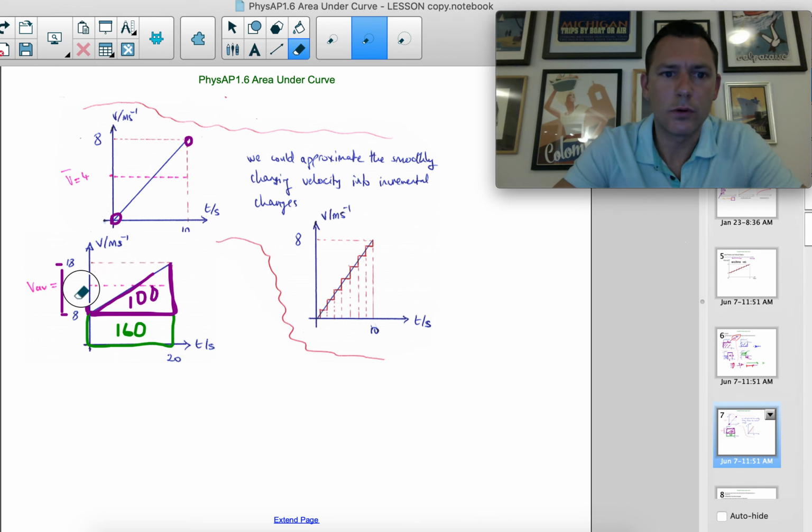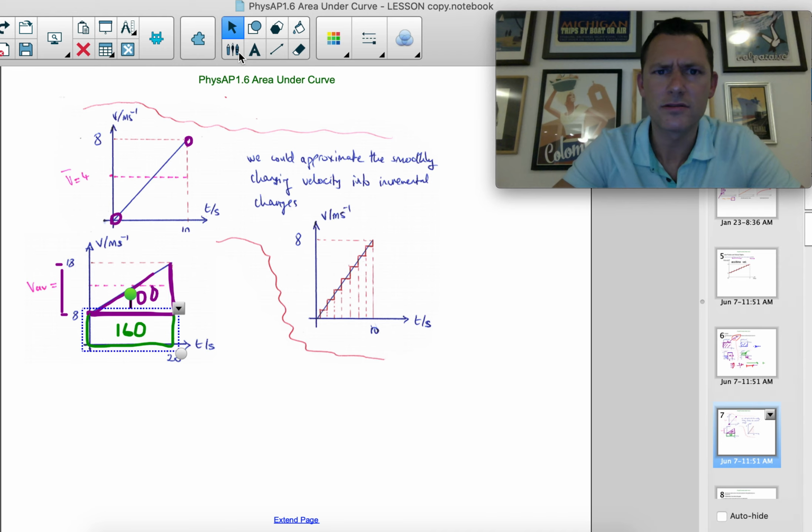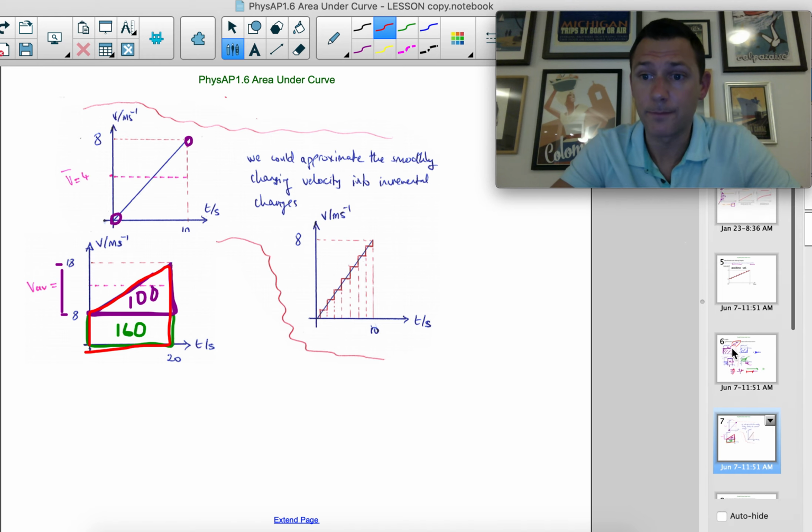So we really have this total distance traveled. Oh yes, thanks, I wanted all of that. Me and Smartboard were fighting today. This is 260, that's the distance you've traveled.